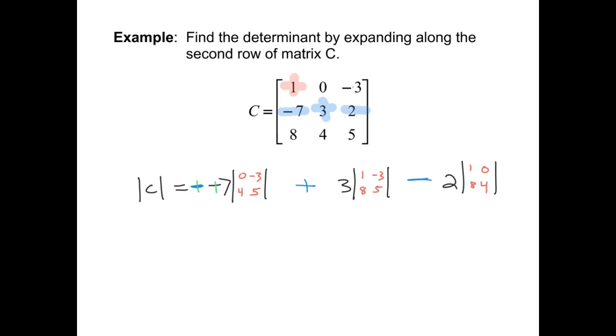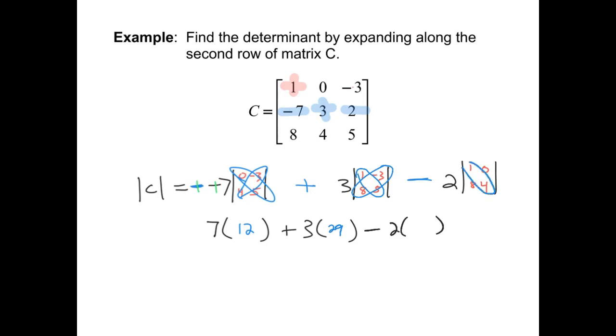So what I end up with is 7 times 0 minus a negative 12, which is 12, plus 3 times 5 minus a negative 24, that's 29, minus 2 times 1 times 4, which is 4, minus 0, which is 4. And if you add all those up together, you are going to get 163, which is what we've calculated twice before.